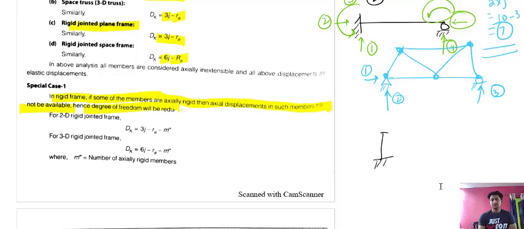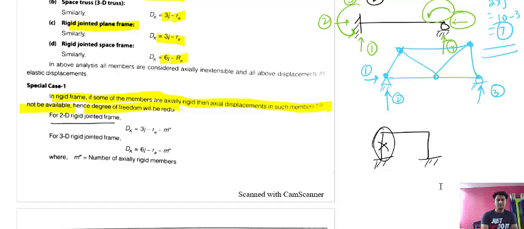suppose this is one frame here, and we are saying this member of a frame is axially rigid. Axially rigid means axial displacement is not possible, then we have to reduce the degree of freedom. How we will reduce the degree of freedom, you will get when we will be solving the numerical part. But for example, I have shown you this frame. So we have to reduce the degree of freedom by how much?